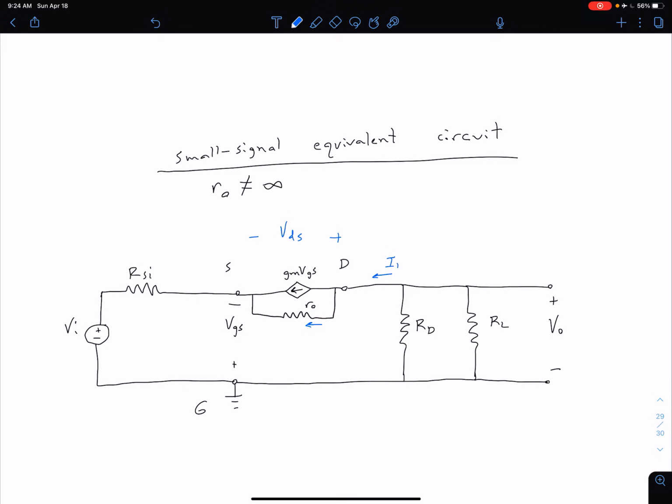It's going to be splitting into 2 parts, and so let's call this IX. So we're going to have an IX in R0, we're going to have gm VGS, and then at our source they're combining again such that we have the full I1 value going through that RSI.